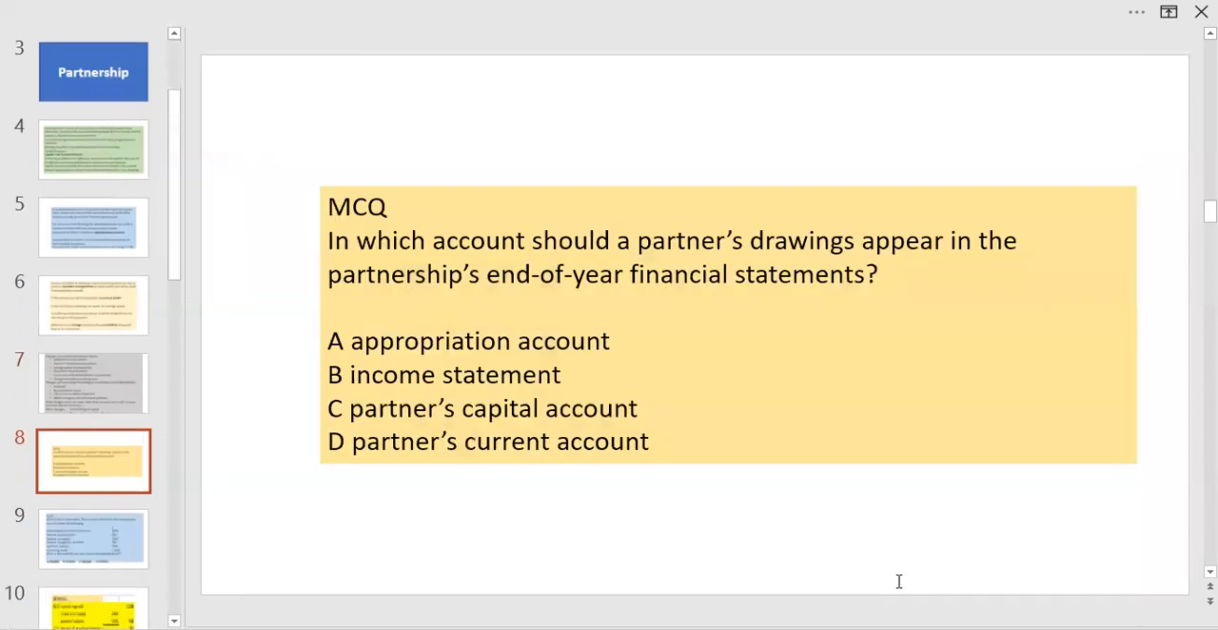The question is about the drawings made by partners, where they would appear. Four options are given. Drawings are neither income nor profit, therefore the apportionment account or income statement cannot be used. Of the remaining two, the capital account is said to be fixed, therefore that cannot be used. Therefore the drawings will be debited to the current account. D is the answer.